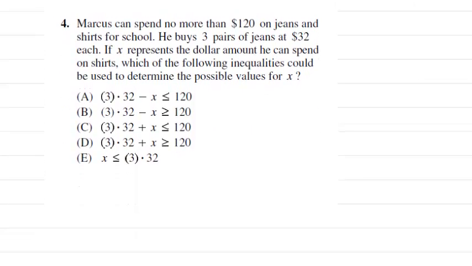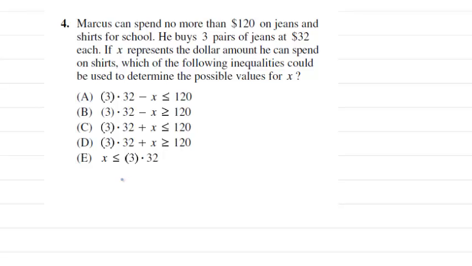Here's a problem from College Board's 2007 practice test. Marcus can spend no more than $120 on jeans and shirts for school. He buys 3 pairs of jeans at $32 each. If X represents the dollar amount he can spend on shirts, which of the following inequalities could be used to determine the possible values for X?